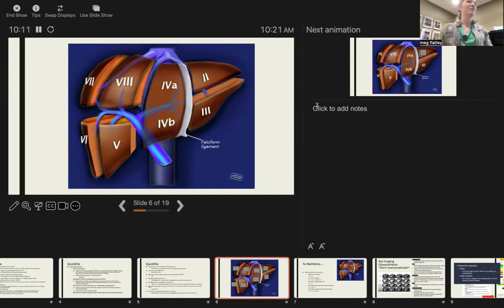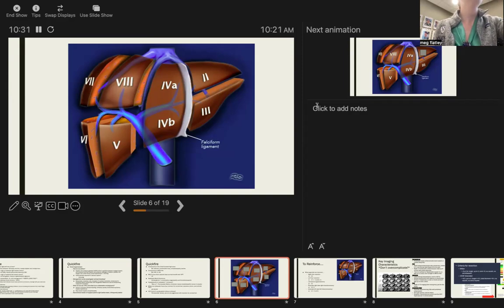Michaela, you like the fist? Do you want to explain it? Do you guys have a good way that you know your liver segments yet? You do? Tell us. Segment 1 is the thumb. Say it louder. Segment 1 is your thumb, and then 2, 3, 4A, 4B, 5, 6, 7, 8.